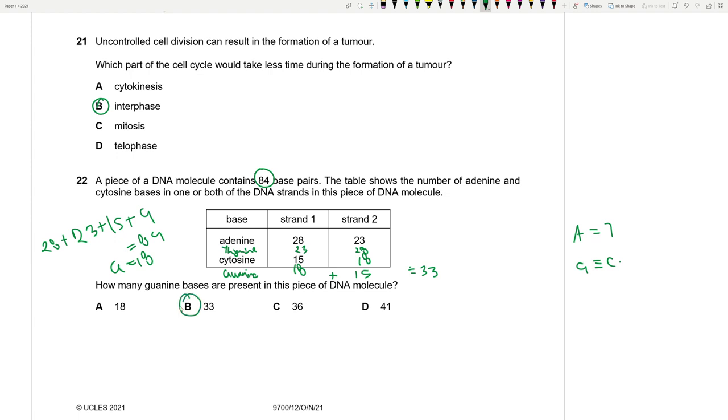See if you guys understand what I did. Okay, I first matched adenine and thymine, complementary base pairing on two different strands. Then what did I do? Then I matched cytosine with strand 1 and 2, and then I subtracted from 84 to get the number of guanine, and then I just added them up.